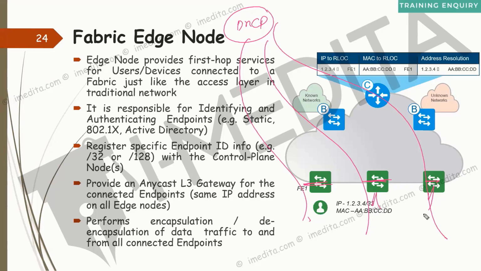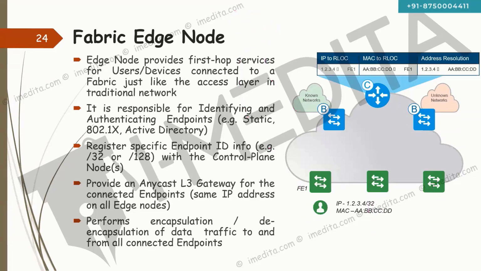The other question is for the endpoint. If I am using DHCP, how long until the edge device will update the EID information to the control plane? Is there any particular time? As soon as the edge node receives any packet from this device, because this edge device must know that a particular IP and MAC address is connected onto the LAN side of it, it will register it.